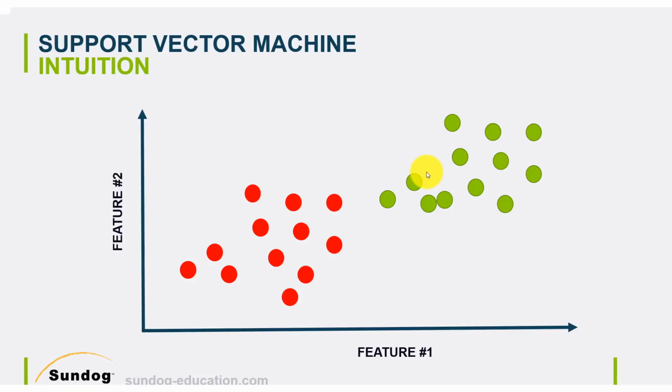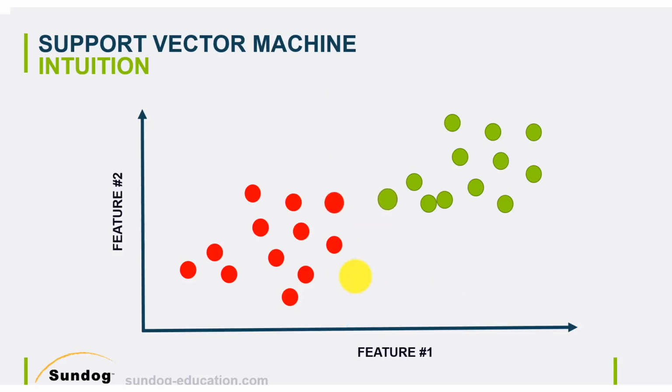Here we have feature 1 on the x-axis and feature 2 on the y-axis. The question is, how can I separate these two classes? First idea is, okay, we can draw this line, or maybe another one can say, maybe we can draw this line, maybe we can draw this line, and so on and so forth. Which line is the best? That's where support vector machines work in a way. It tries to come up with the best line that separates these two classes.